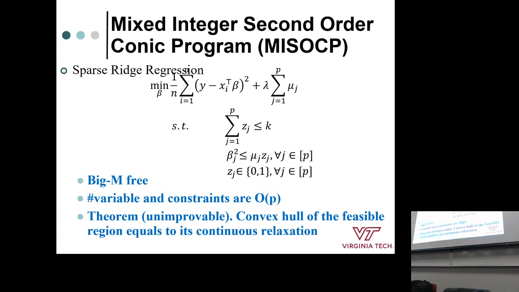And moreover, you might be wondering how good this is. We can still show that this is ideal, because the convex hull of this feasible region is equal to the continuous relaxation. So this indeed is the best we can do. If you want to improve this formulation, you have to go to the quadratic terms, and maybe explore more things from there. But if you're only focusing on the conic system, this is the best we can do.